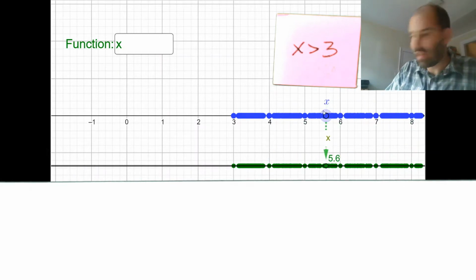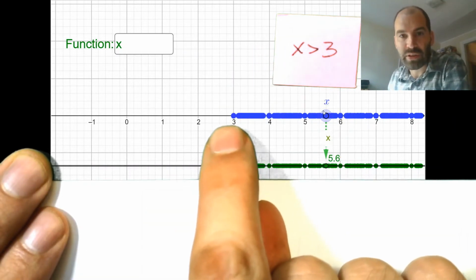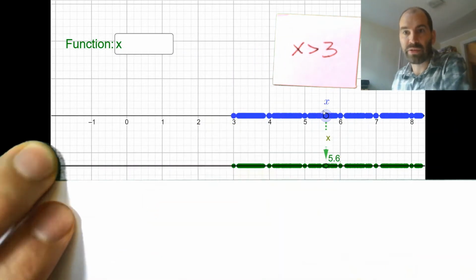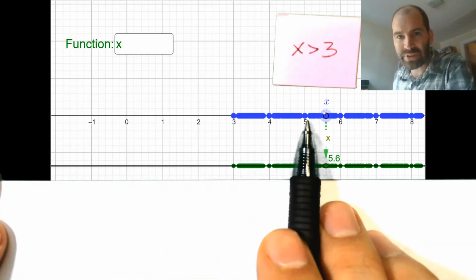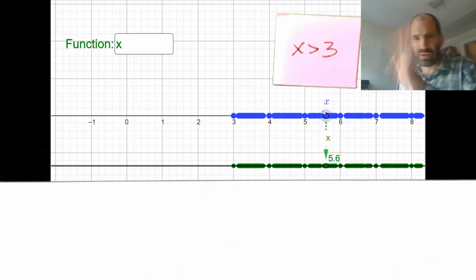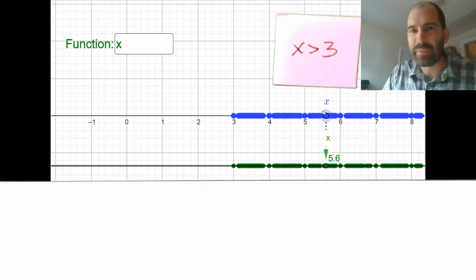Now, technically, I should have an open circle around 3, so imagine there's an open circle there. And you can ignore these gaps that are appearing. That's just a glitch in the software. Okay, so just look at the top number line here. That's what the inequality x is greater than 3 would look like.